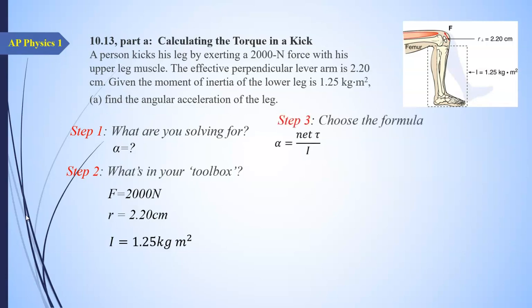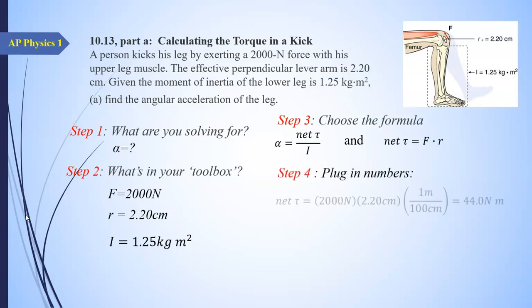So the formula we're going to use is angular acceleration equals the torque divided by the moment of inertia. Okay, so torque equals moment of inertia times angular acceleration. So you simply solve that for angular acceleration by dividing by moment of inertia I. Okay, and then we need this, that the net torque is the force times the radius. So plug in the numbers.